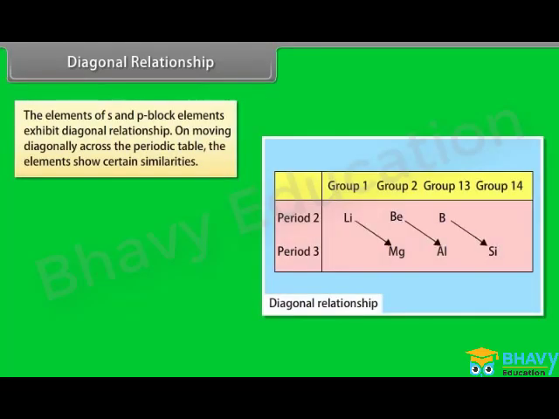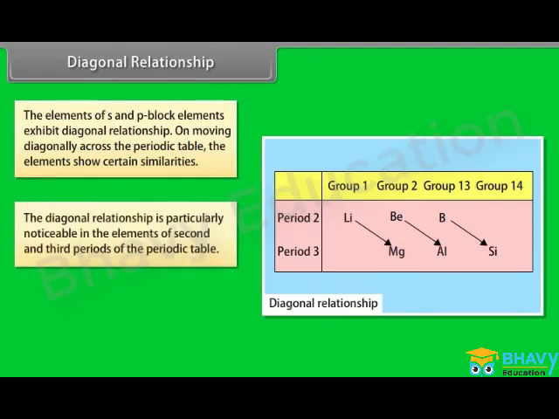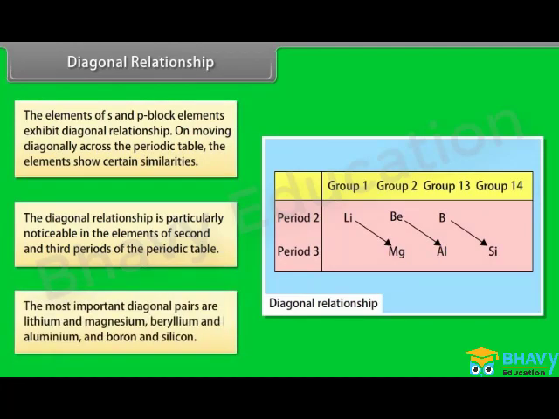Diagonal relationship. The elements of S and P block exhibit diagonal relationship. On moving diagonally across the periodic table, the elements show certain similarities. The diagonal relationship is particularly noticeable in the elements of the second and third periods of the periodic table. The most important diagonal pairs are lithium and magnesium, beryllium and aluminium, and boron and silicon.